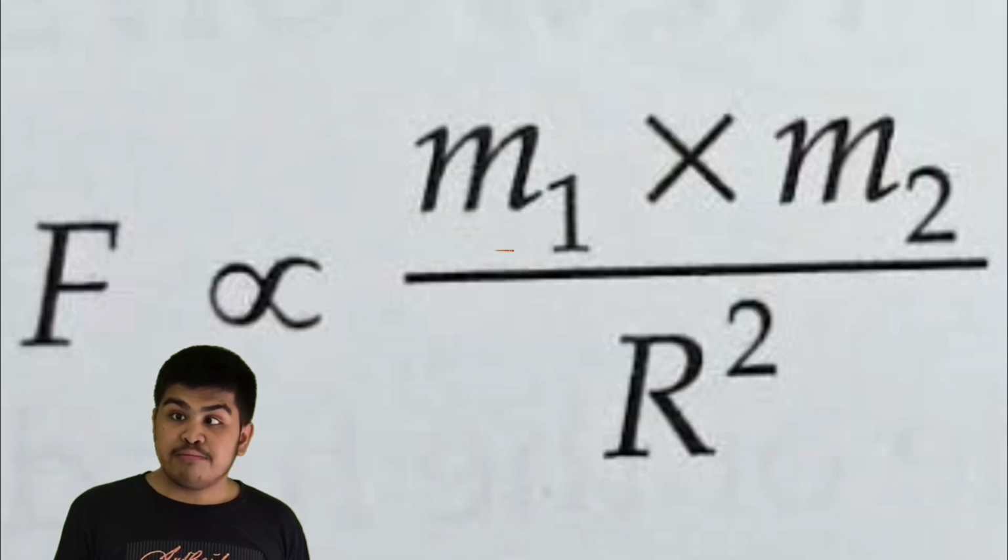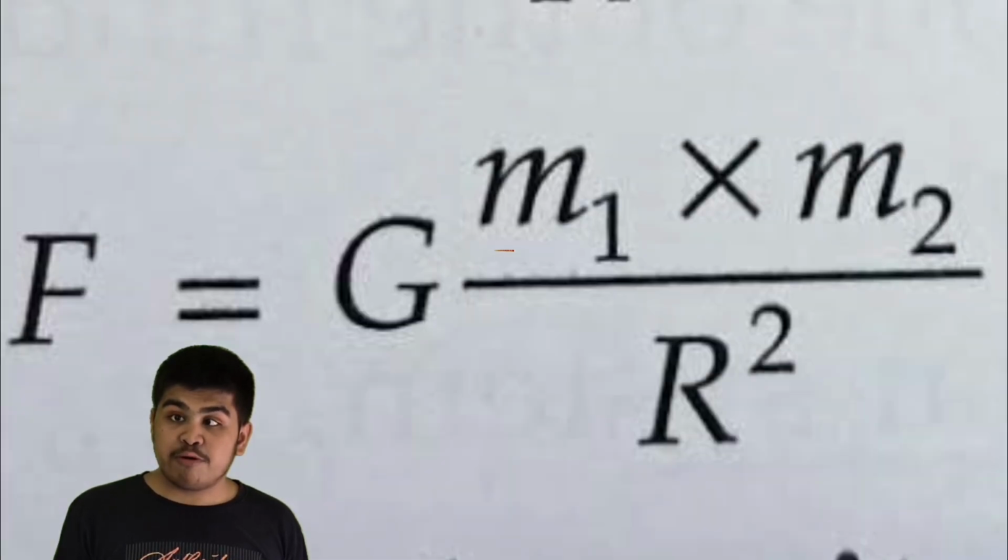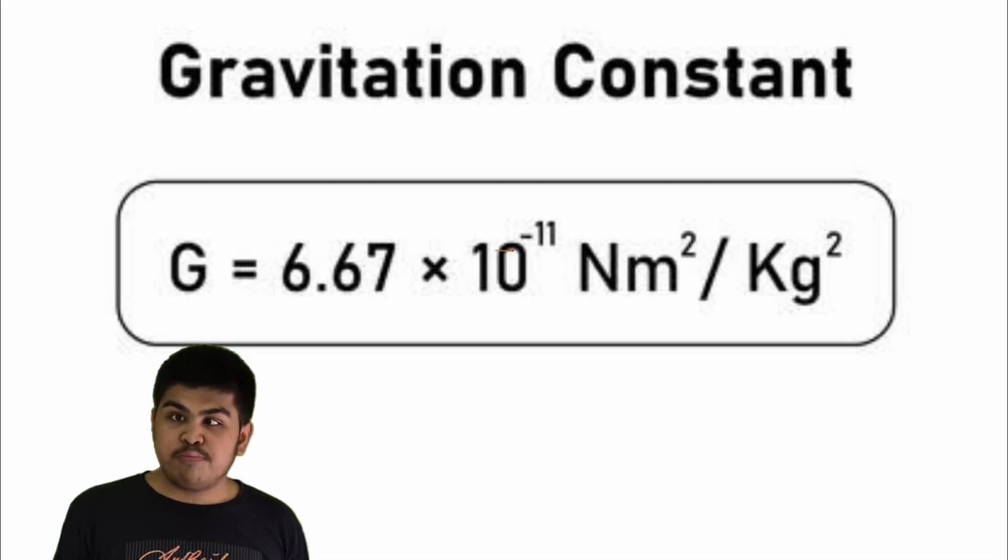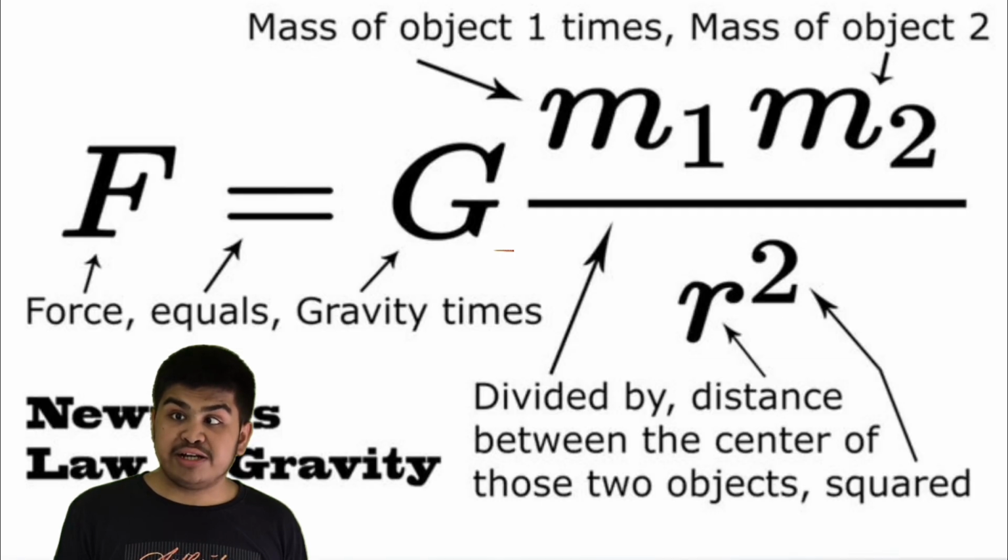So F is proportional, we will add a sign of proportionality, to m1 m2 whole divided by r square. If we remove the sign of proportionality, we have to add a constant which is G. The value of G I am telling you that you have to note it: 6.67 into 10 to the power minus 11. So F is equal to G m1 m2 whole divided by r square.